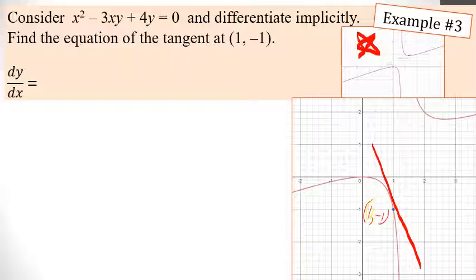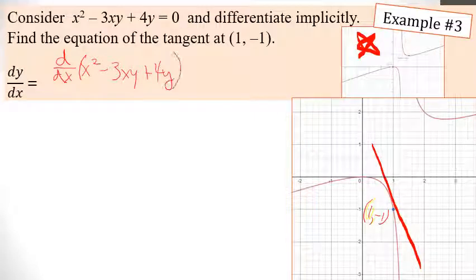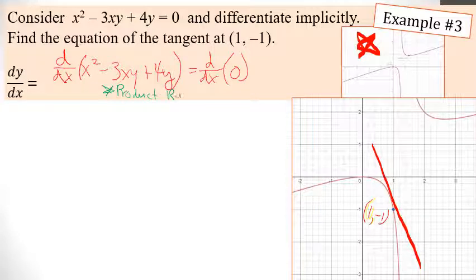So now we're going to find the derivative with respect to x. So the derivative with respect to x of x squared minus 3xy plus 4y equals the derivative with respect to x of 0. Now, one thing to note right here, we are going to have to use the product rule. Because while 3 is just a constant, that doesn't matter at all really, we have x times y. So we're going to have to use the product rule on that.